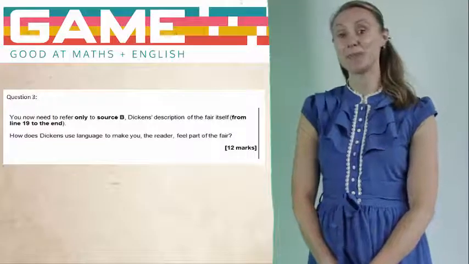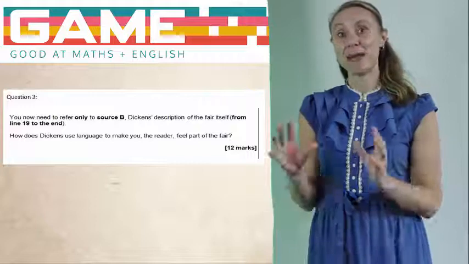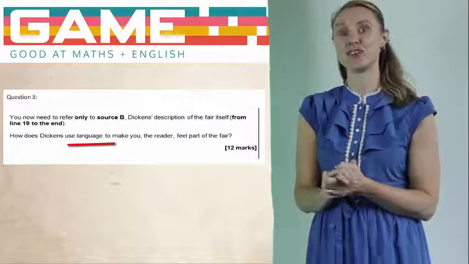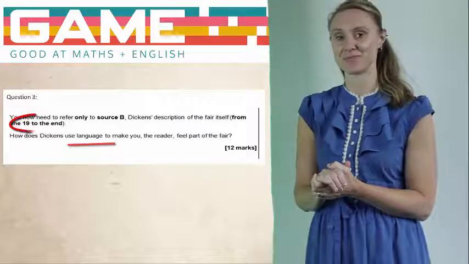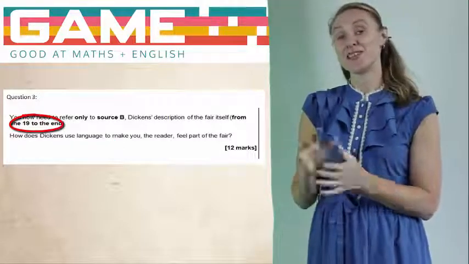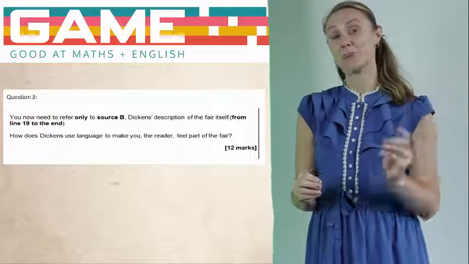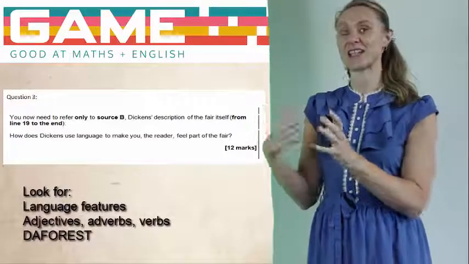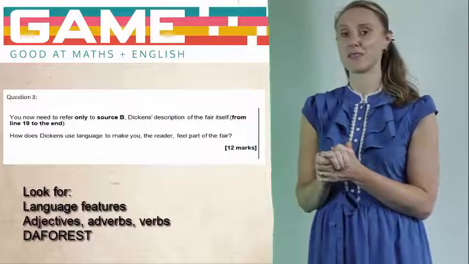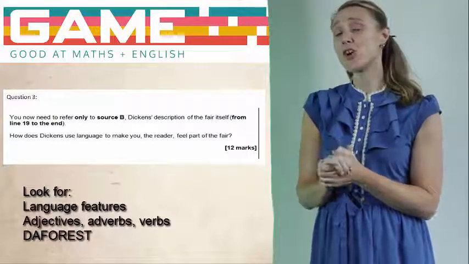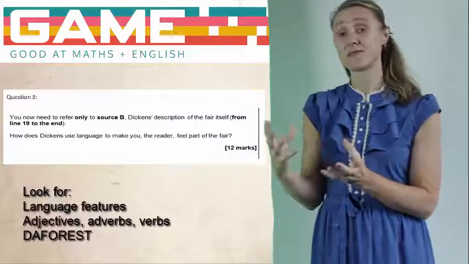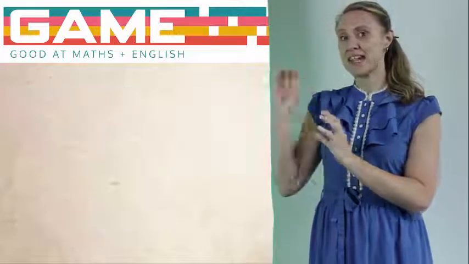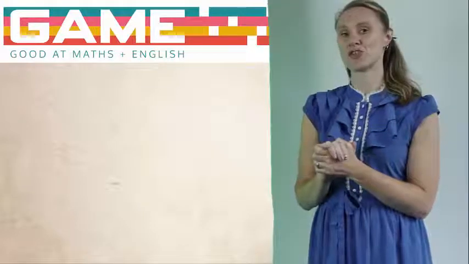Okay, so now we're going to look at Paper 2, Question 3. Paper 2, Question 3 asks you to find language features, words and phrases that have been used effectively in a given section. Okay, so you can go back to those same skills that you used for Paper 1, Question 2. You're looking for language features, particular adjectives and adverbs that have been used effectively within that text. Also, because it's non-fiction, you may notice some DAFOREST features if you've been learning about those in your lessons as well. Okay, so it's the same assessment criteria as for Paper 1, Question 2.